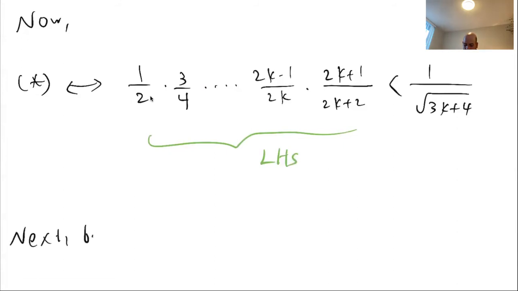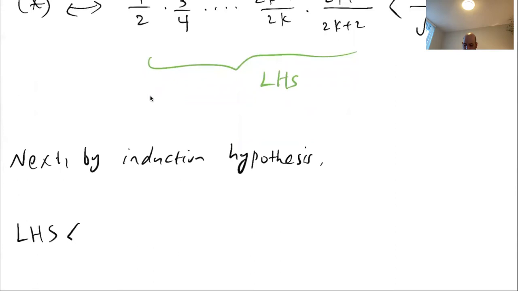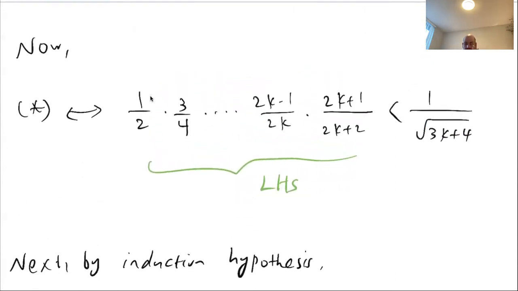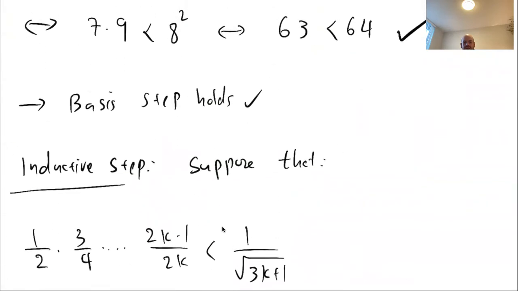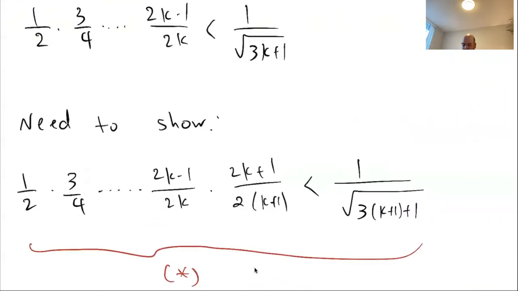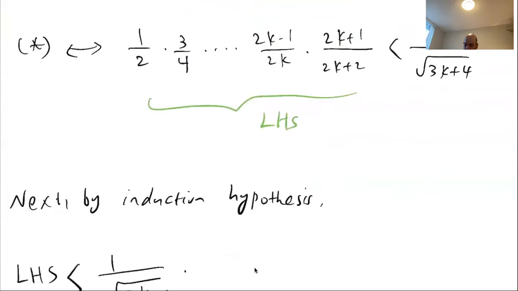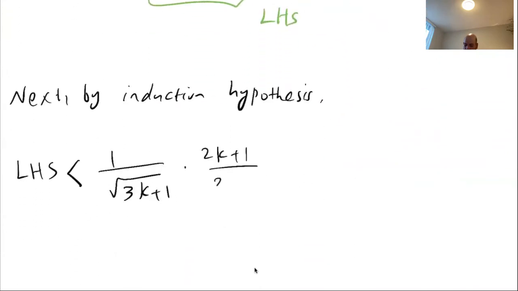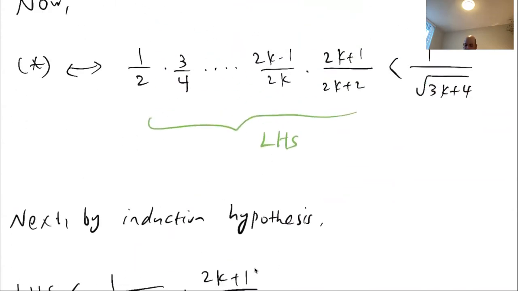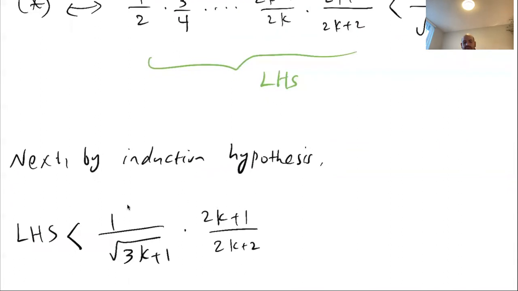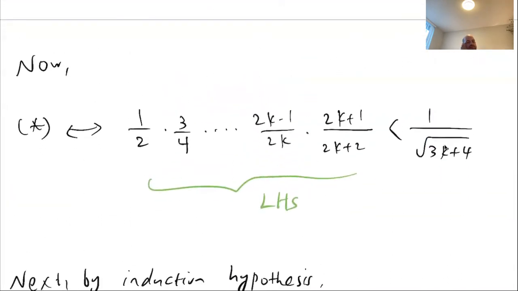Next, by induction hypothesis, what can we say? We can say that the left-hand side is less than, see the first k terms, 1 over 2 times 3 over 4 all the way to 2k minus 1 over 2k. This guy is less than 1 over root 3k plus 1. So this guy is less than 1 over root 3k plus 1 times 2k plus 1 over 2k plus 2. And so left-hand side is less than this number. So if I can show that this number here is less than right-hand side, then we are done.